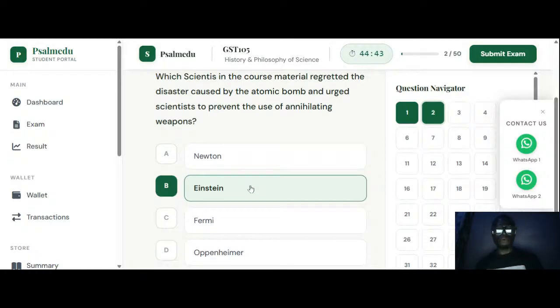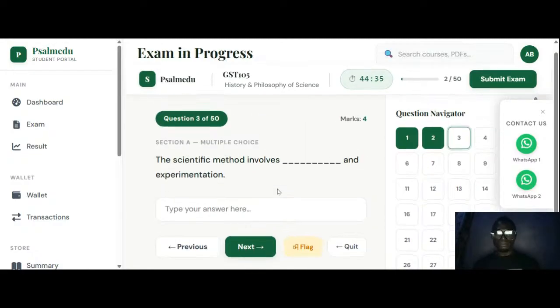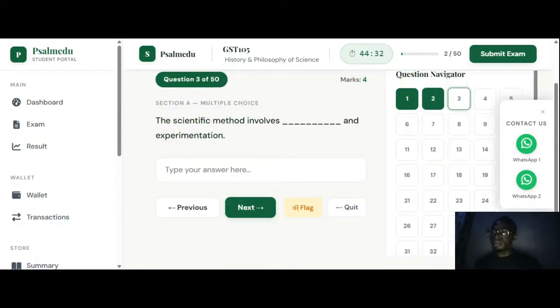From what we've just confirmed, the answer to this question is 18. So let's go to the next one. The next one is a fill in the blank space. The question says: the scientific method involves dash and experimentation. So what is the scientific method? What does it entail or involve?